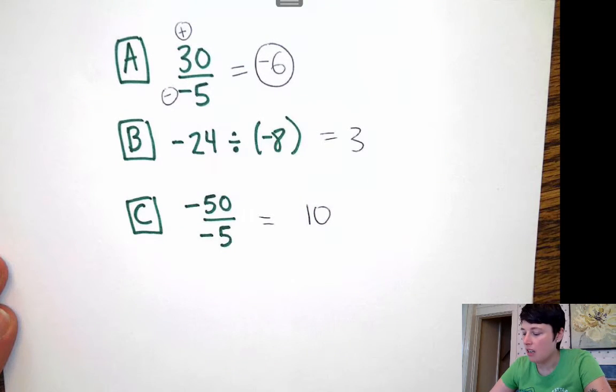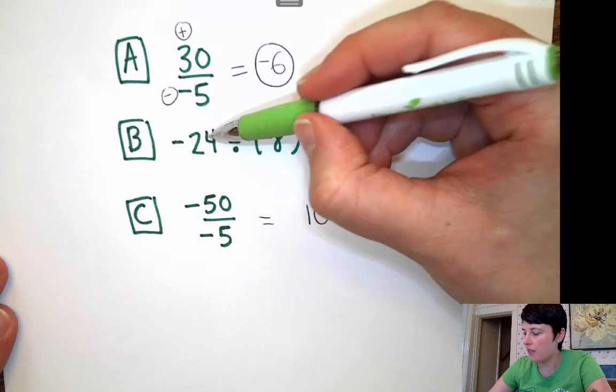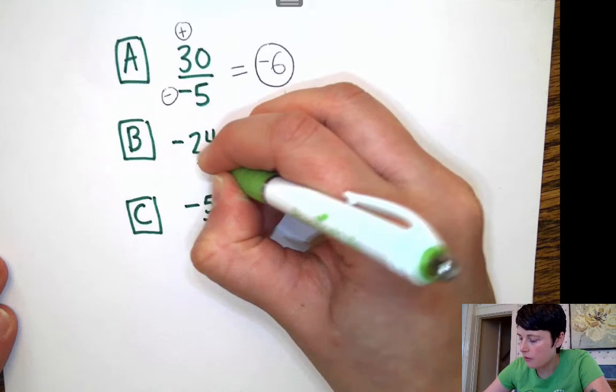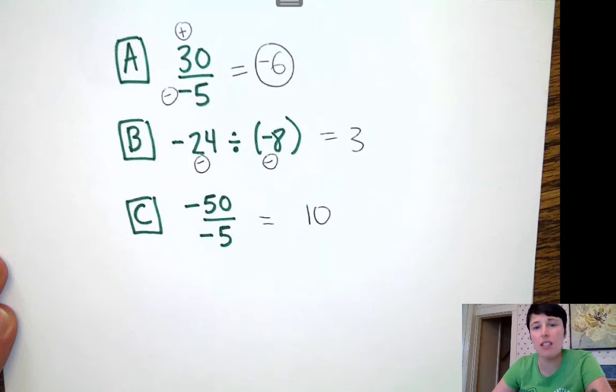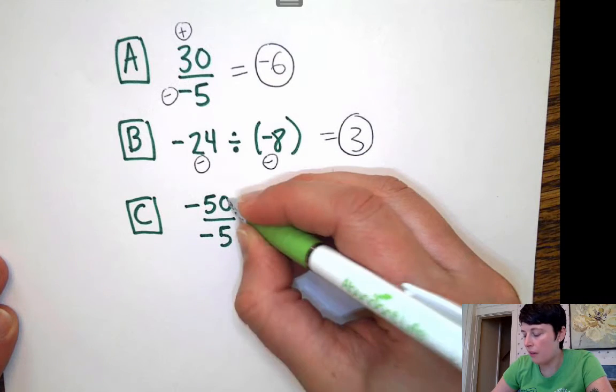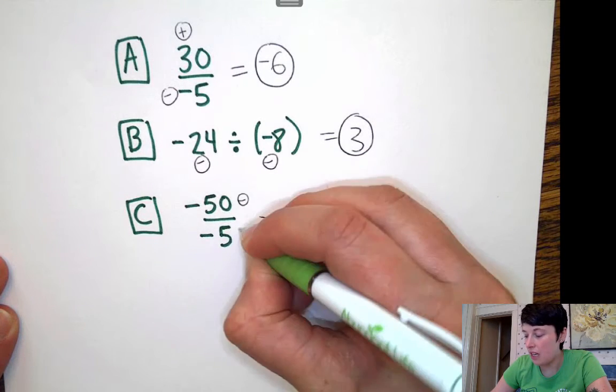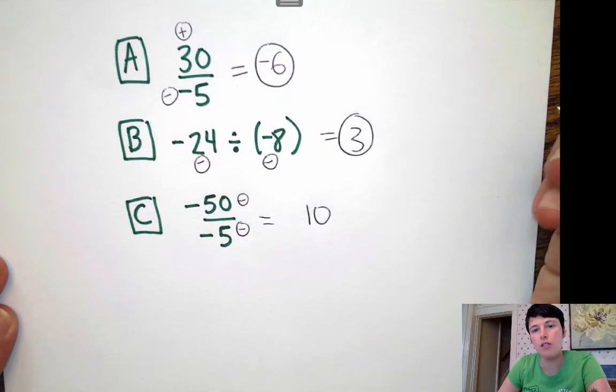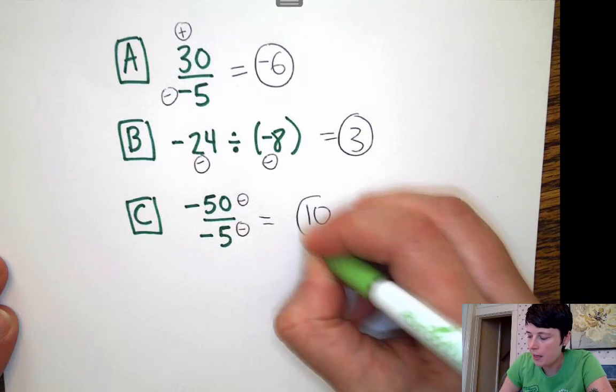A non-match. That's not good. On B, I see 24 divided by 8, but I see a negative 24 and a negative 8. That's a match. That's a good thing. So my answer is positive 3. And then on the last one, I see negative 50 divided by negative 5. That's a negative and a negative. That's another match. That's another good thing. So my answer is 10.